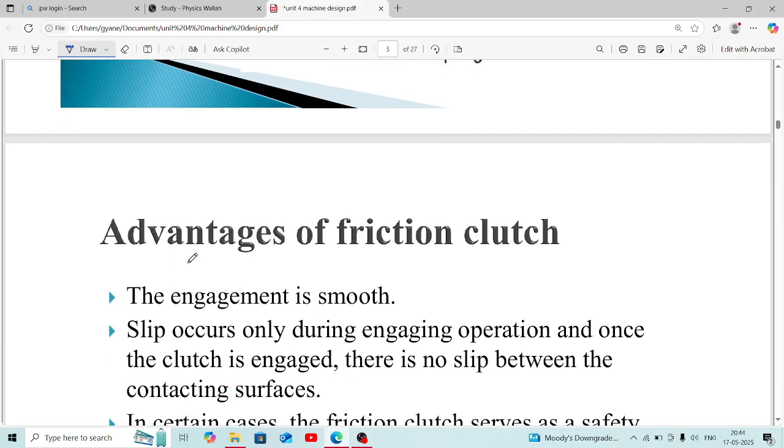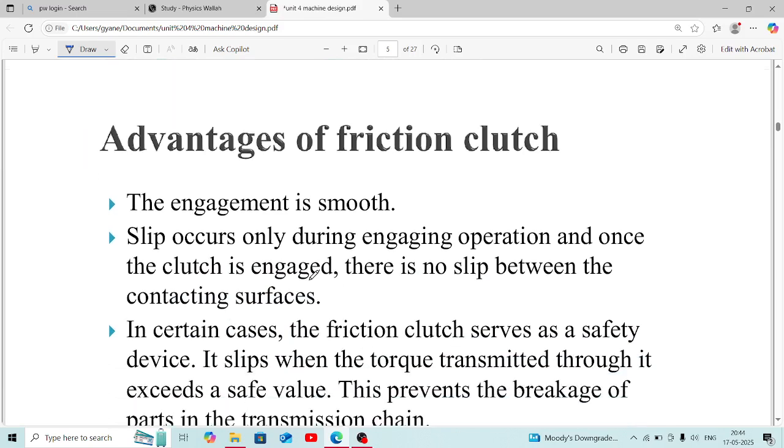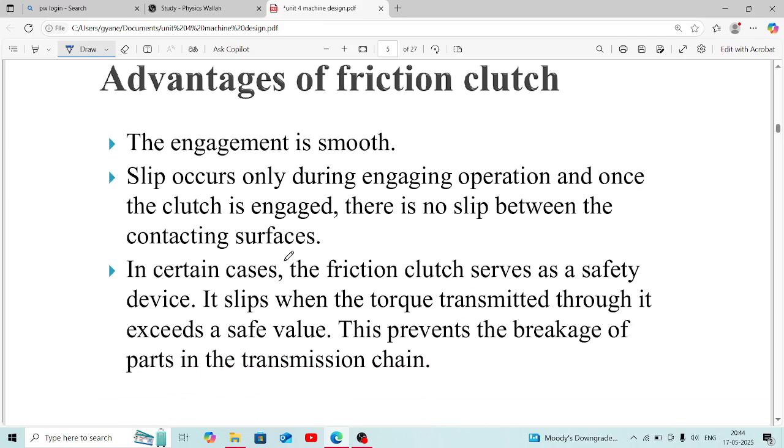So come to some advantages of a friction clutch. The engagement is smooth. Slip occurs during the engaging operation, and once the clutch is engaged, there is no slip between the contacting surfaces. Means during engaging some slip occurs. In certain cases, the friction serves as a safety device. In slip, when the torque transmitted through it exceeds a safe value, this permits the breakage of the parts in the transmission chain.